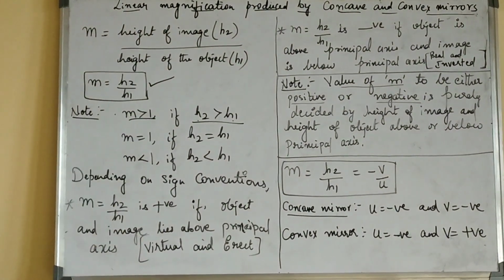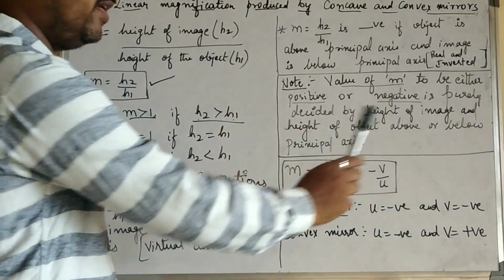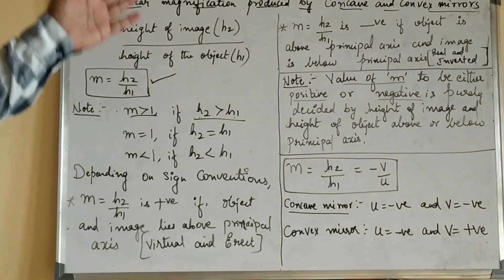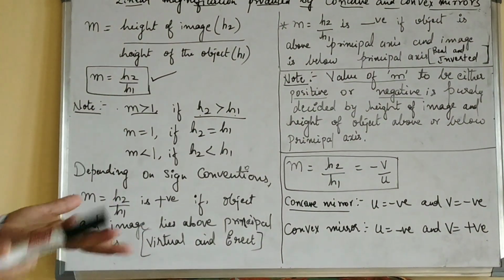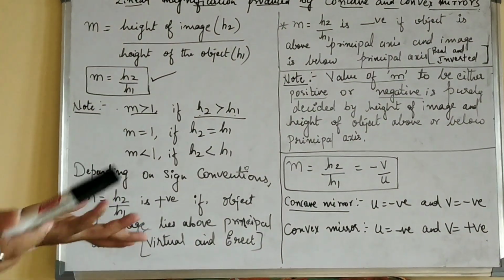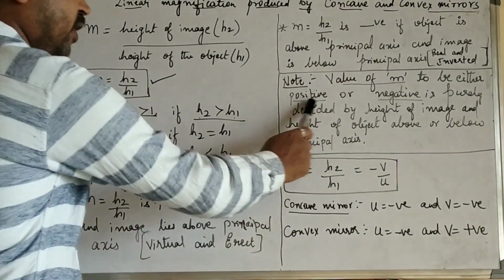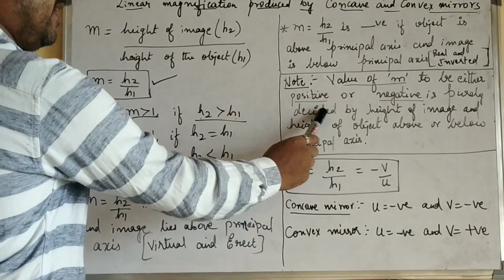So what type of image can you expect, and which mirror is this? You are having a real and inverted image. If M is negative, it means real and inverted. So which type of mirror? Concave mirror.